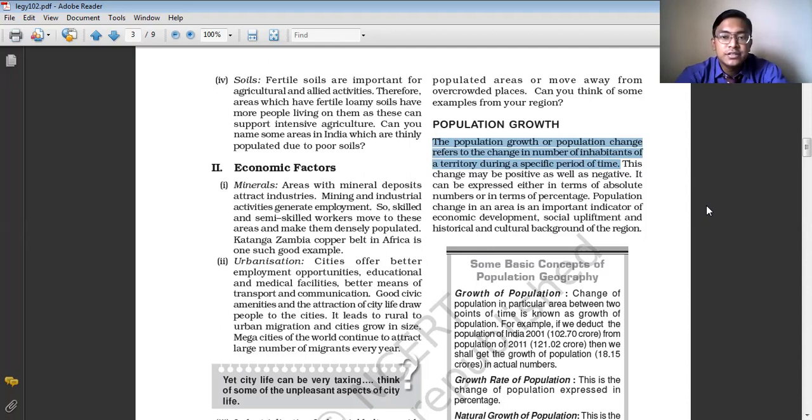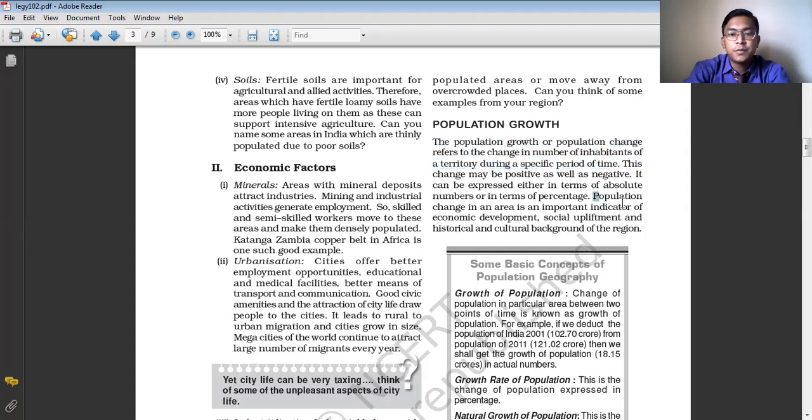So the growth of population can be expressed in absolute number or in percentage. Absolute number means when I say that the population has increased by this number of people, that is the absolute number. But when I convert this number of people into percentage, that is the growth rate in percentage.